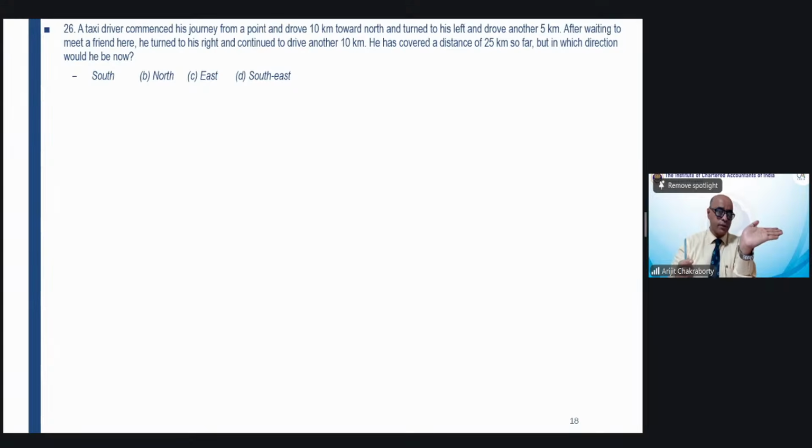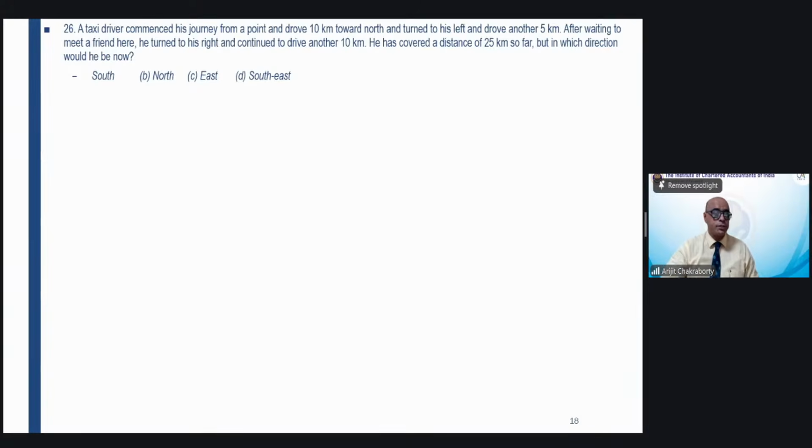North में जाने के बाद left, मतलब ये पश्चिम की दिशा. He is turning to his left and drives 5 kilometers. Chalo, 5 kilometers towards the western side. After waiting to meet a friend, he turned to his right. That means again towards the north for 10 kilometers. He has covered a distance of 25 kilometers so far, which is correct. Why 25? 10 kilometers towards north, 5 kilometers west, फिर से 10 kilometers north. कुल मिला के 25. Question is, in which direction would he be now?